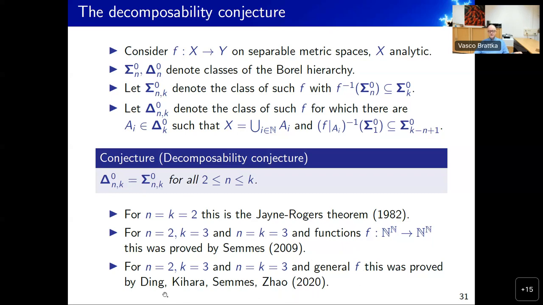More recently, Ding, Kihara, Semmes, and Suzuki settled for the same parameters also the general question. In the general question, we are not just working with Baire space, but with separable metric spaces. In general, X has to be analytic.